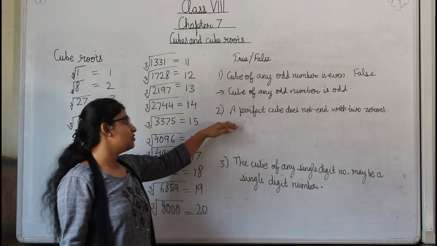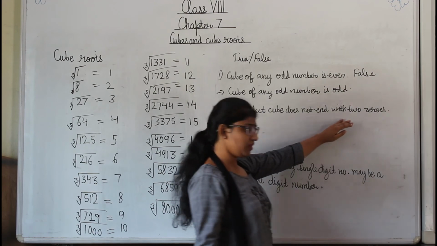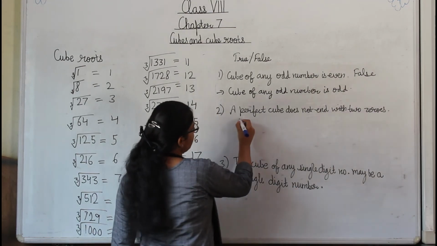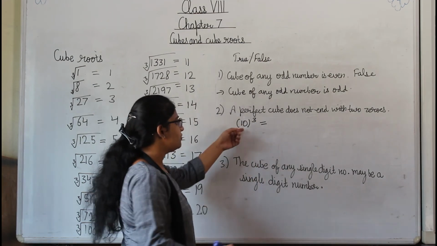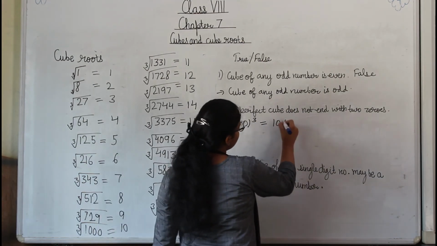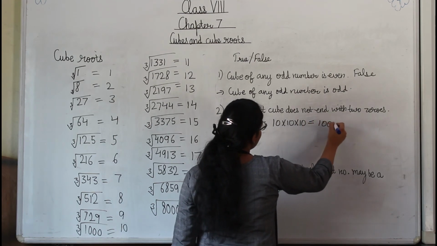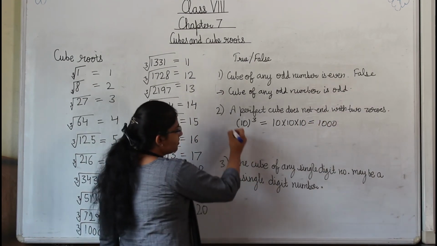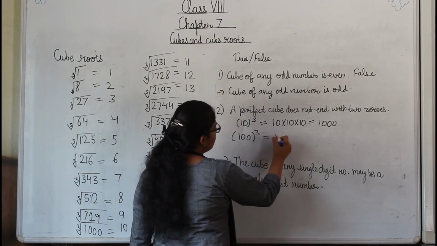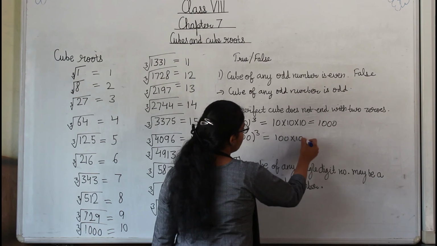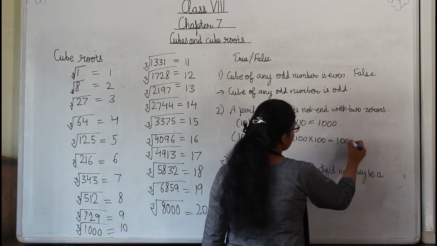Okay. Now the second one is: a perfect cube does not end with two zeros. Suppose you are finding the cube of 10. Then what will you write? You will write 10 into 10 into 10, means 10 three times in multiplication. So you will get 3 zeros. Suppose you are finding the cube of 100. Then 100 into 100 into 100. What will be the answer, students? You will get 6 zeros.